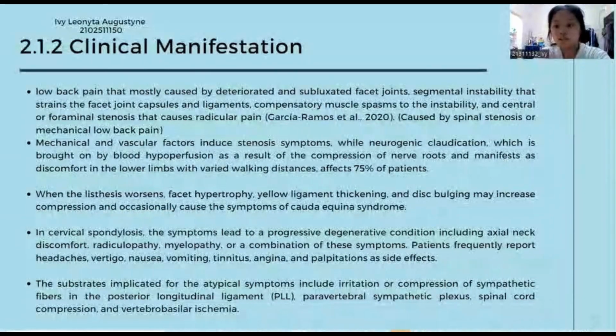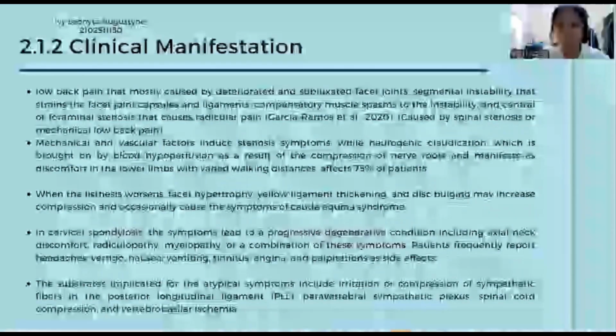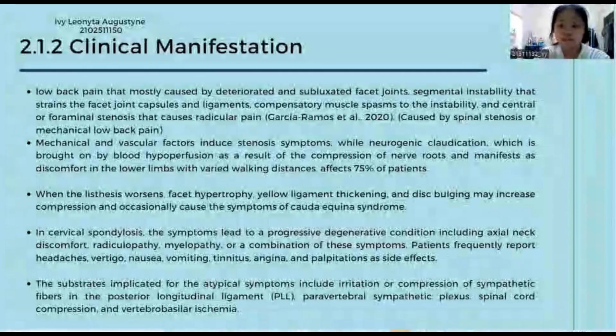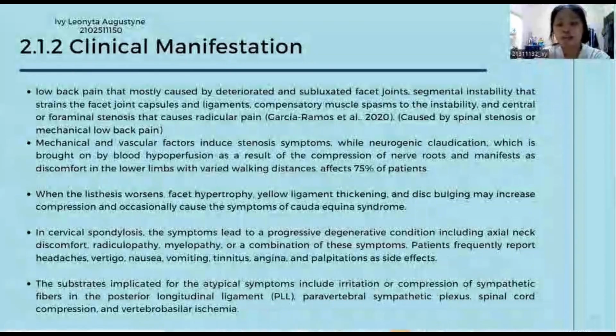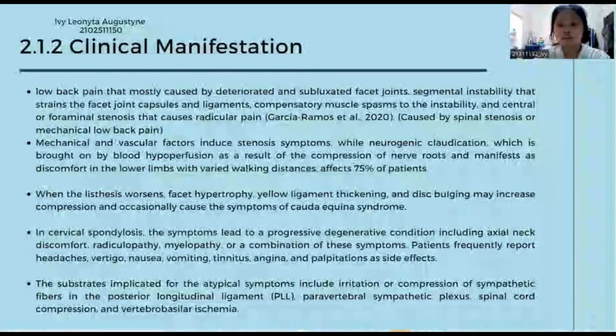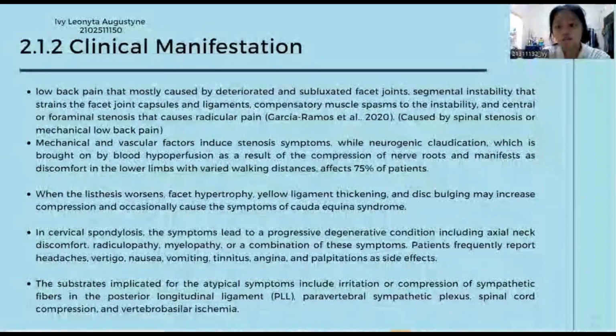Mechanical and vascular factors induce stenosis symptoms, while neurogenic claudication is brought on by blood hypoperfusion as a result of the compression of nerve roots and manifests as discomfort in the lower limbs with varied walking distance. When the condition worsens, facet hypertrophy, yellow ligament thickening, and disc bulging may increase compression and occasionally cause the symptoms of cauda equina syndrome, which, unlike its acute appearance in herniated disc, manifests insidiously and silently in spinal stenosis.